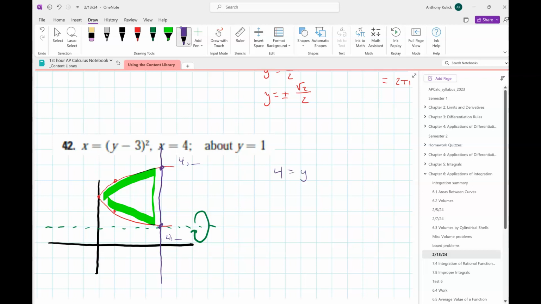So I just need to solve that equal to y. So square root both sides. I'm going to have 3 plus or minus 2 is equal to y. So 3 plus 2 is 5. 3 minus 2 is 1. So that's the points (4, 5) and (4, 1). Everybody feel okay here?